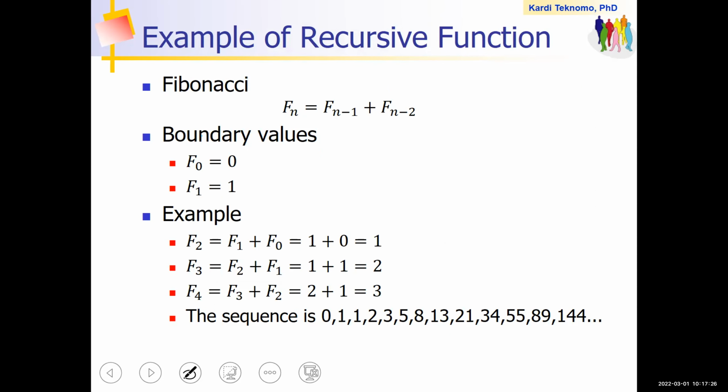Okay. This is another example of Fibonacci. This is the one that you need to practice in Excel. Can you do this? So you have two boundary values in this case. F0 is 0, F1 is 1, and then you're supposed to get this sequence. Can you practice the Fibonacci in Excel and then tell me what is your experience?